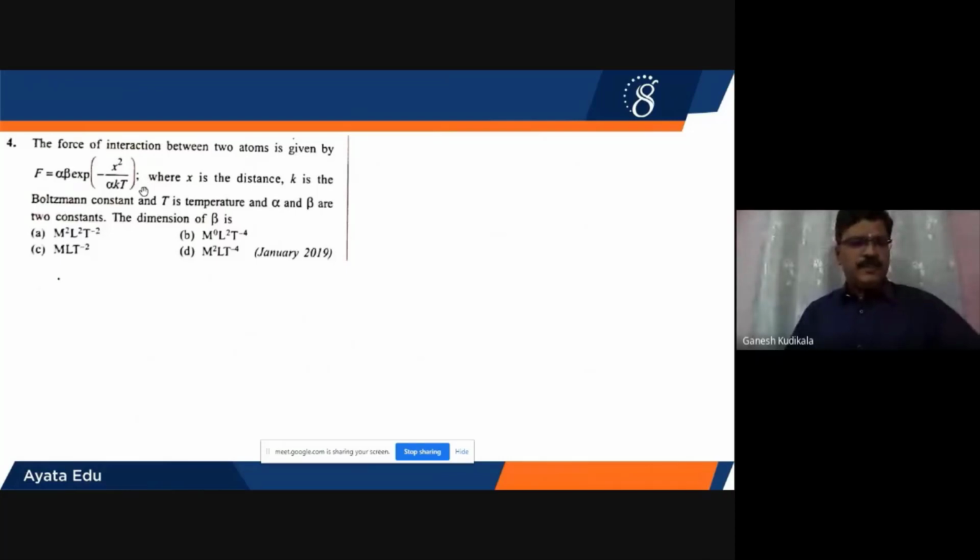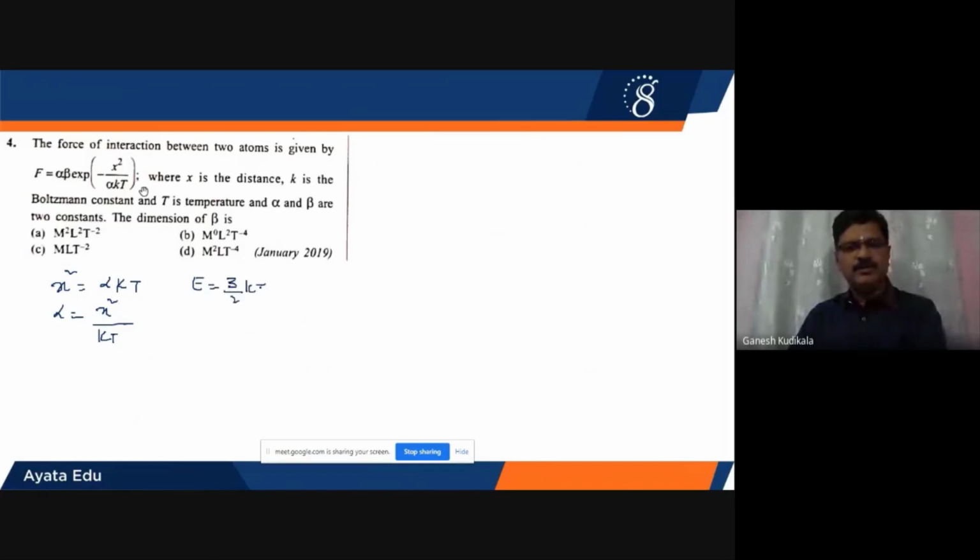Moreover, from the principle of homogeneity, we know that all trigonometric, logarithmic, exponential terms are dimensionless, no dimensional constant. Since it is an exponential one, this should be dimensionless. X is distance, so x square. Therefore, x square will be equal to alpha into k into T. K into T is energy. Therefore, alpha will be equal to x square by kT.